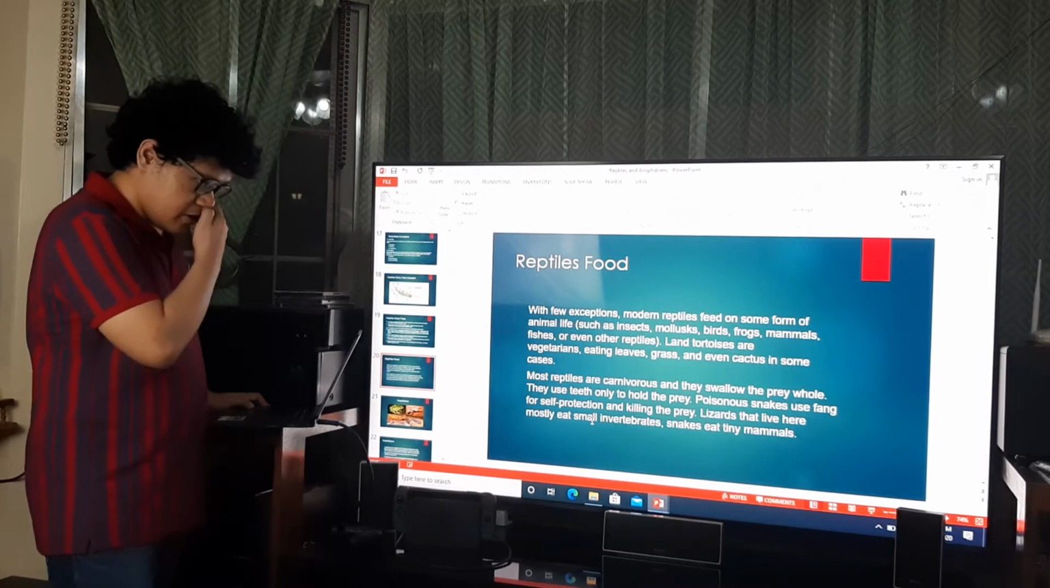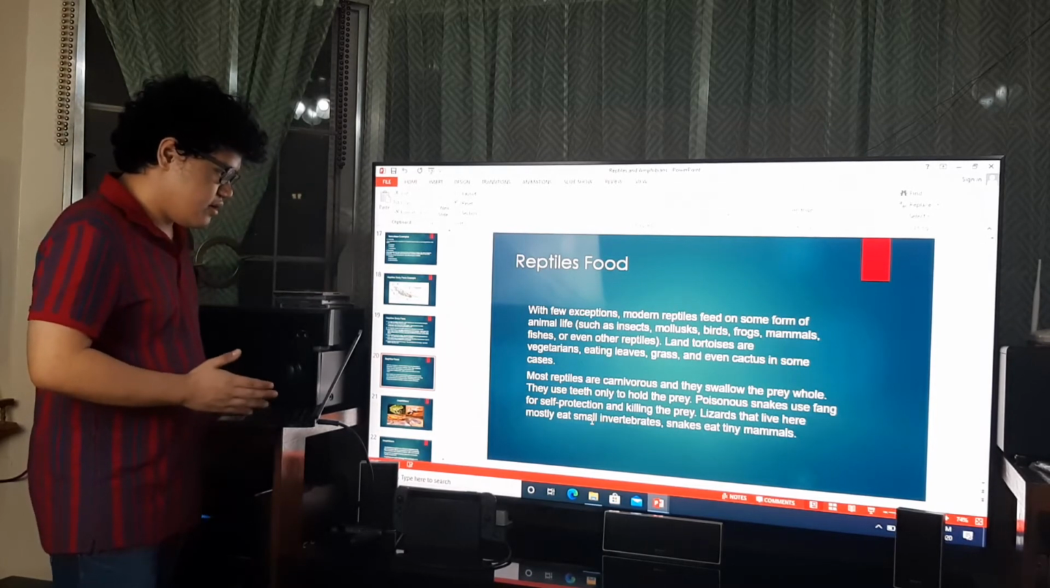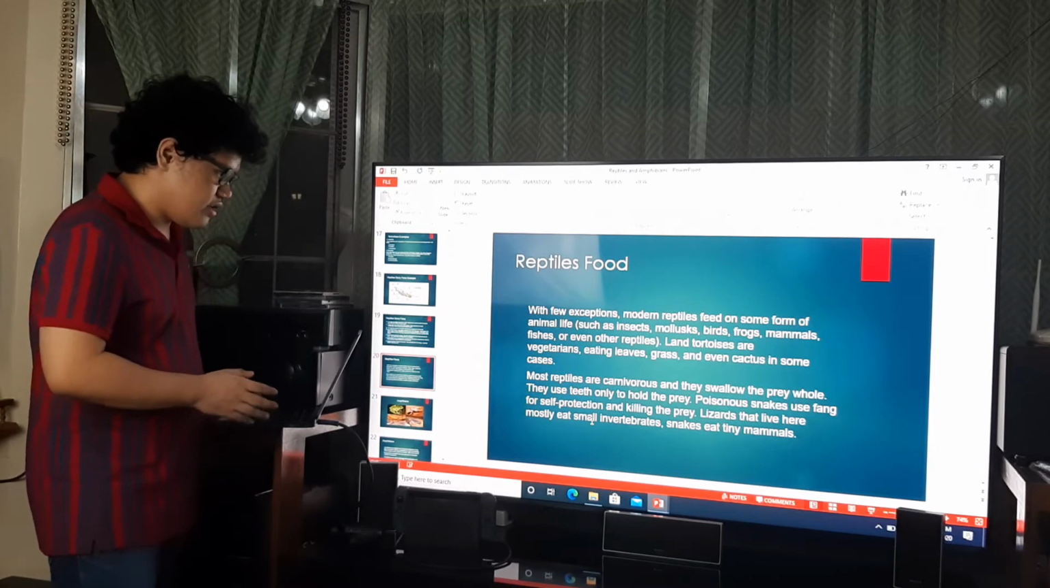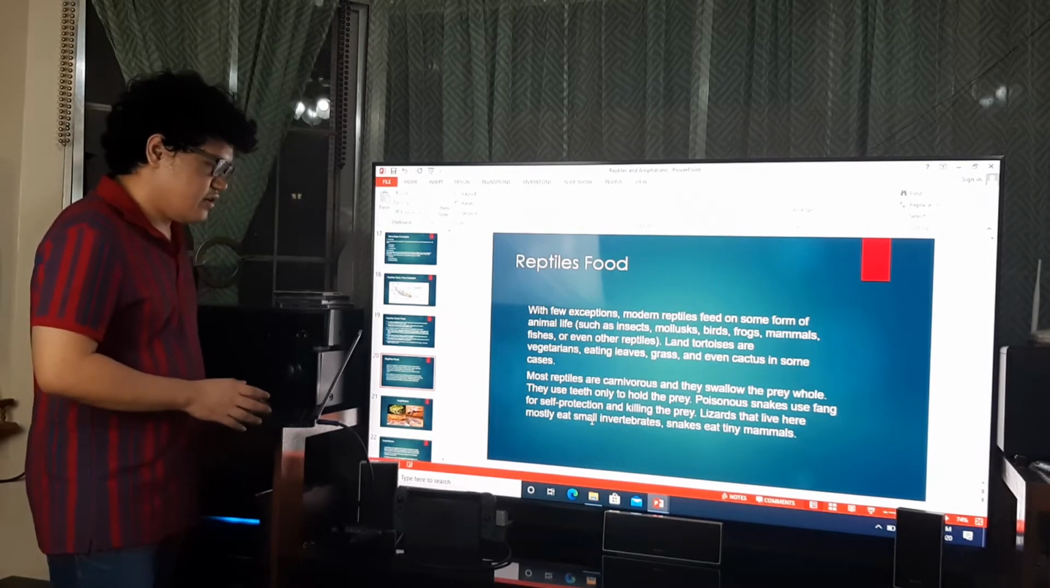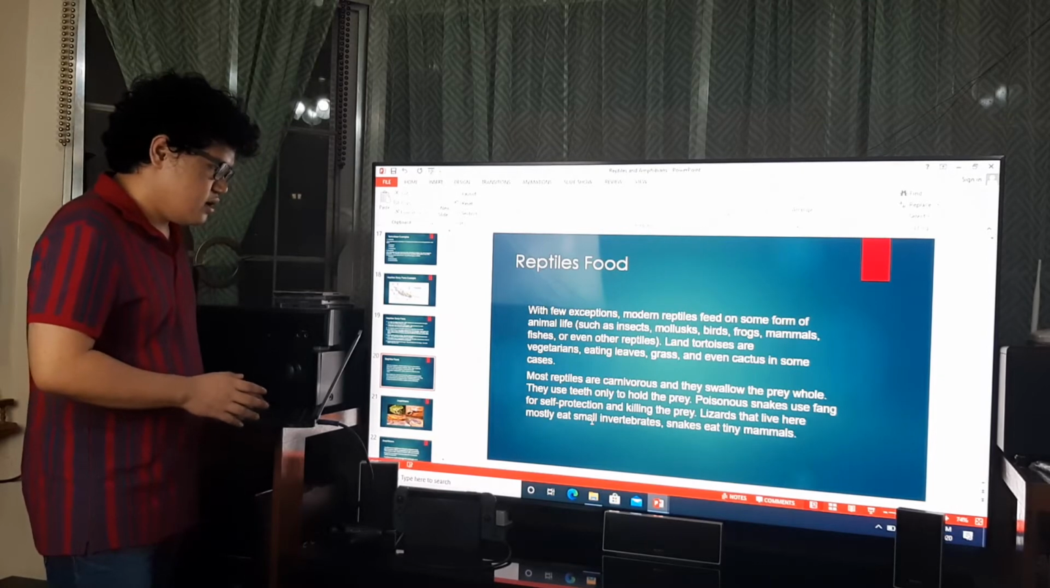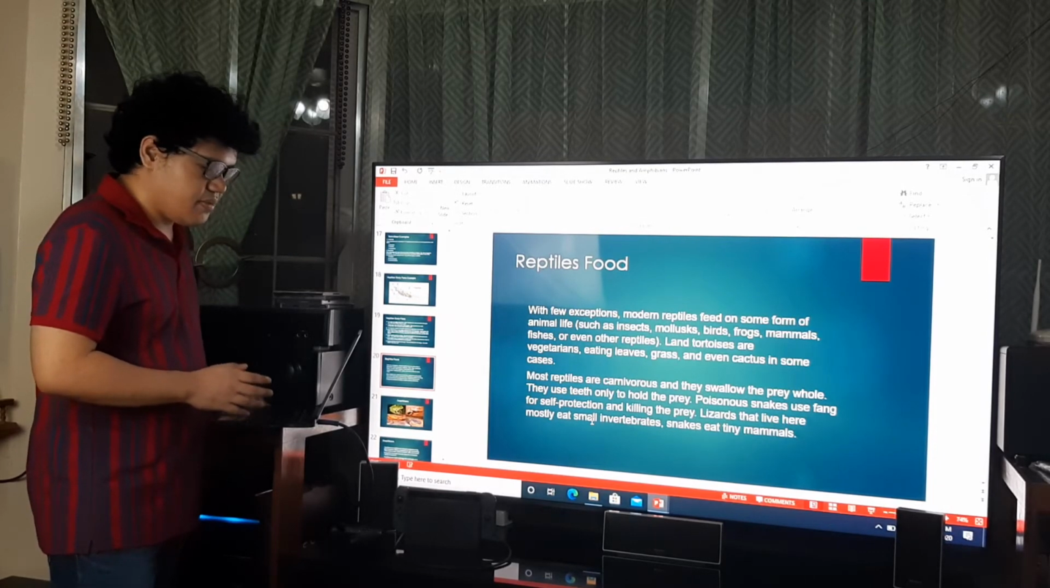They use teeth only to hold the prey. Poisonous snakes use fangs for self-protection and killing the prey. Lizards that live here mostly eat small invertebrates. Snakes eat tiny mammals.